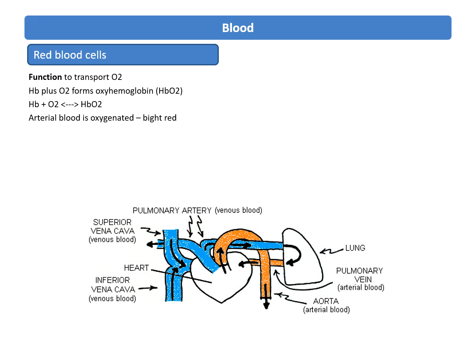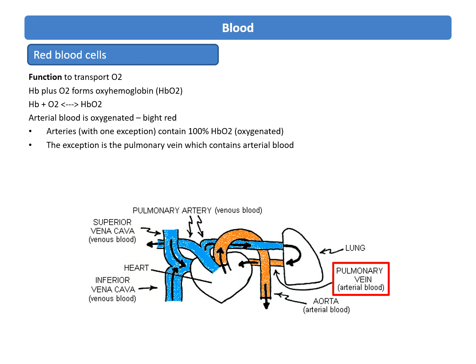Arterial blood, we refer to it as oxygenated blood. It's bright red. It's found in the arteries. They contain 100% oxyhemoglobin. There is one exception to that. The exception is the pulmonary vein, which contains arterial blood. That makes sense. After all, the pulmonary vein comes from the lungs where the blood has picked up oxygen and transports the blood back to the heart.